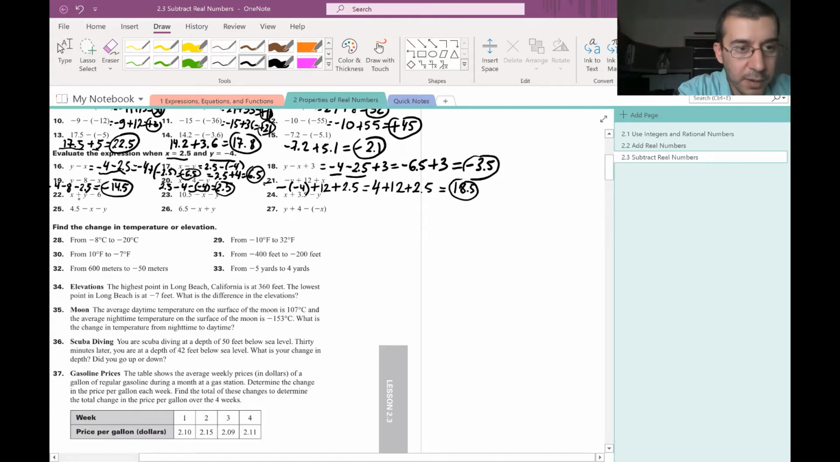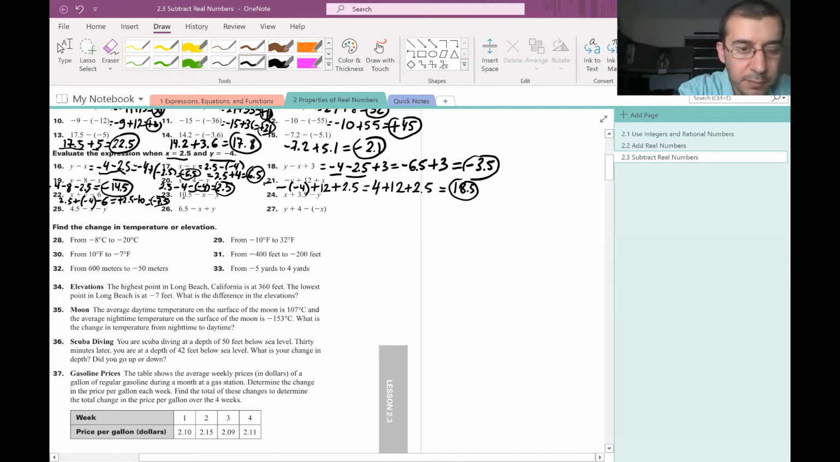22, we have x plus y minus 6. x is 2.5, so 2.5 plus y is -4, then -6. -4 and -6, that's -10. So let's write this one down, 2.5 plus -10. 10 is greater than 2.5, so the sign is minus, and 10 minus 2.5 is 7.5. So -7.5 is the answer for 22.